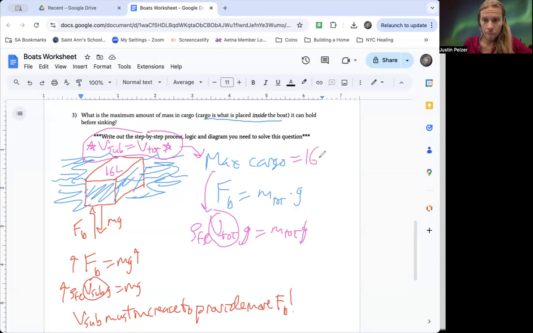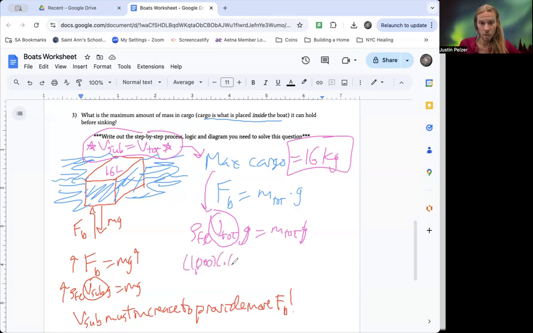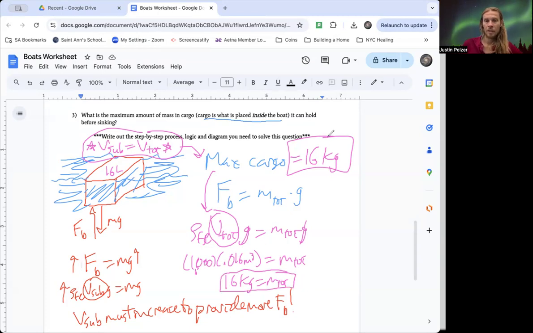That's the shortcut. If that made sense to you, that's great. If it didn't, you follow the force algebra. The algebra is really simple. You just have to think about what is V sub. It's V total. So I have 1,000, and please don't plug in 16 here. It's 0.016 cubic meters equals M total, but of course that will give you 16 kilograms. Boom. That's it. Max cargo is 16 kilograms because it's 16 liters displaced. And that is the greatest shortcut ever. It's so good. If you can connect that, you're right on so much.